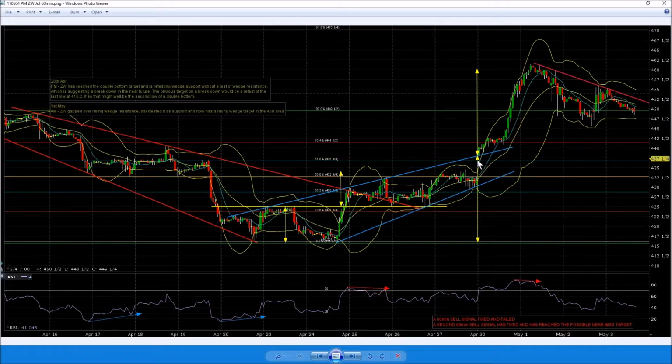What was the target? Well, as above, so below. You just measure from the point of the break to the base of the pattern, and then you have an arrow of the same size, and that gives you the target. Very easy. Look how it reaches the target and reverses straight away. That happens an awful lot, and that is a very good place to take profits.